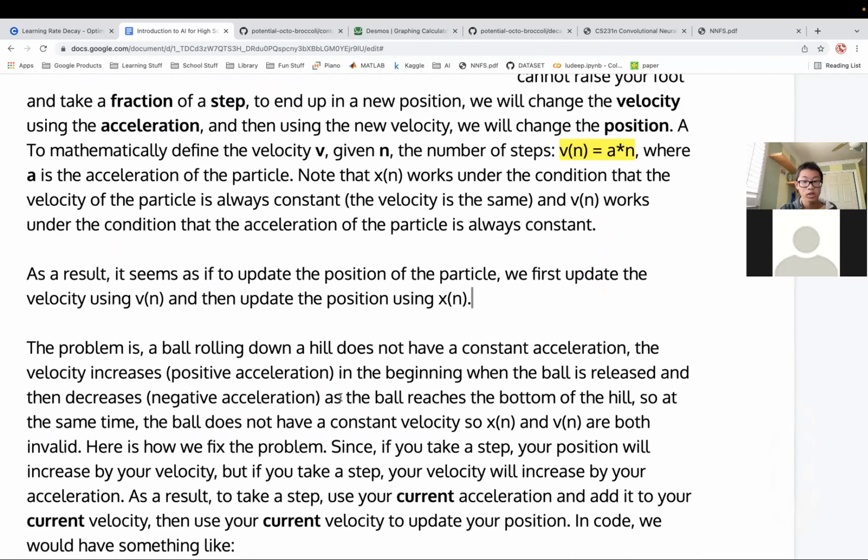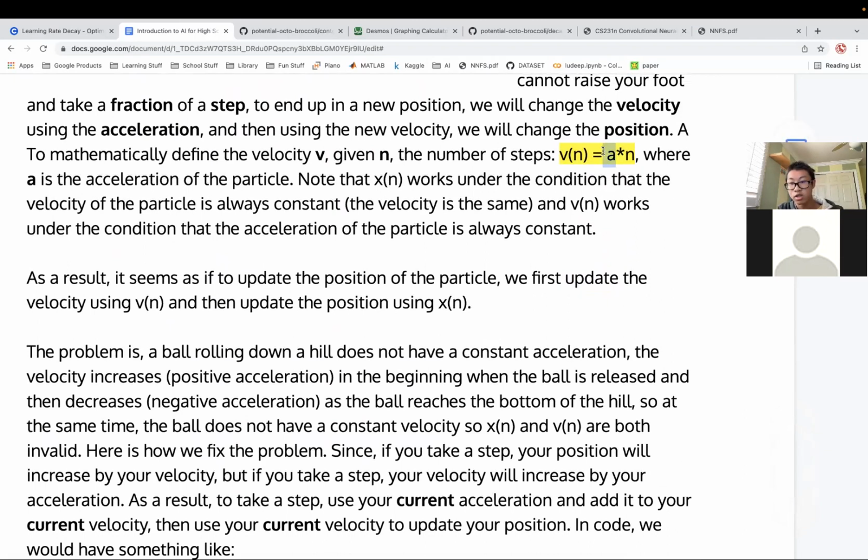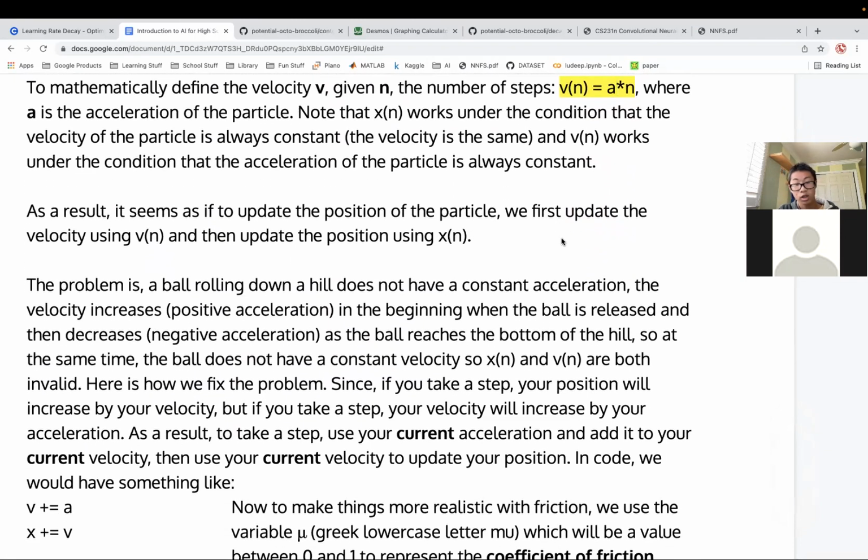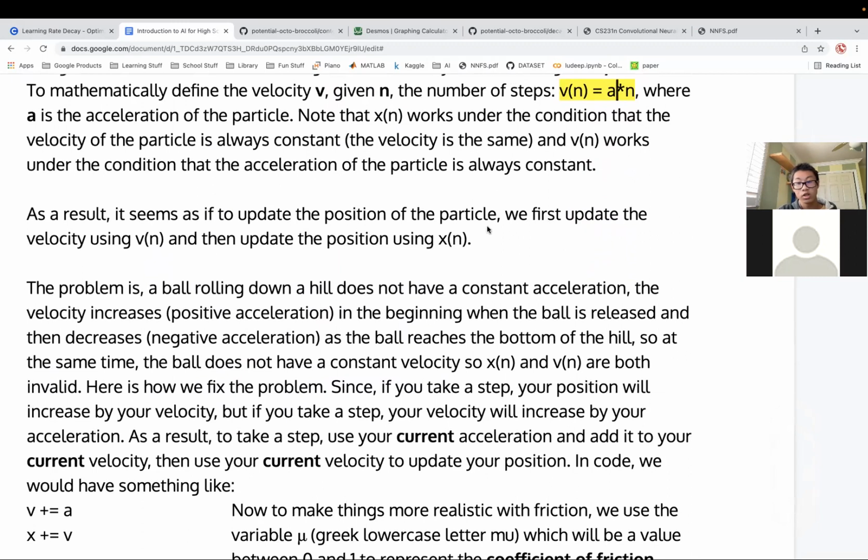Okay, so the problem is your acceleration is not constant, right? Your acceleration is pretty much given by the force you apply. You remember F equals ma? We're just gonna get rid of the mass in this, so we're just gonna think about force.